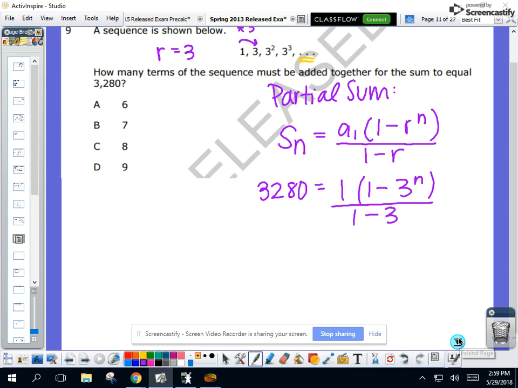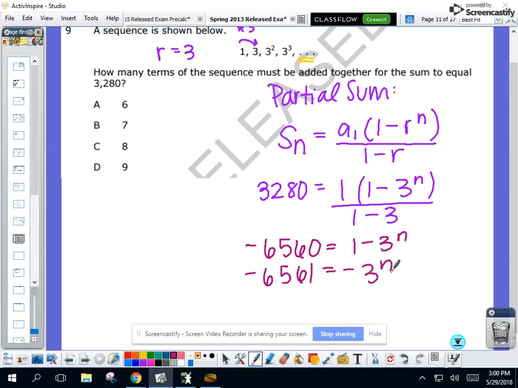So what we're going to do is multiply both sides by that denominator, 1 minus 3, or negative 2. When I multiply both sides by negative 2, the left side of my equation is negative 6,560. This one out front can just go away since it's just a nice little constant value. And now we need to isolate the base of this exponential. So subtract 1, negative 6,561 is equal to negative 3 to the n.